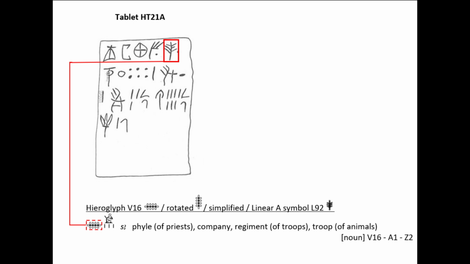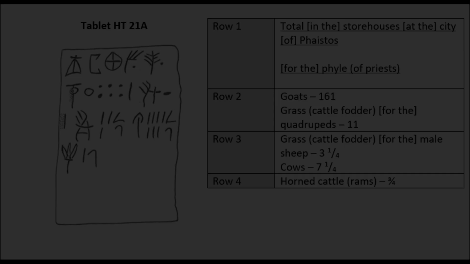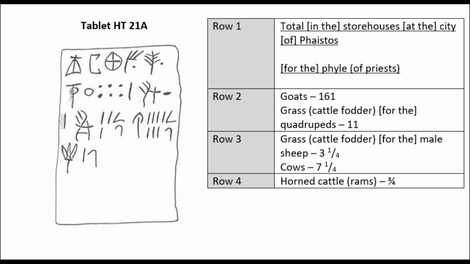Here this symbol represents the last hieroglyph in the Egyptian word meaning file of priests, the body of priests on duty in an Egyptian temple. So this symbol, the subheading of the tablet, means for the file of priests. It was they whose animals and fodder were being counted here. Thus, translating the tablet in full, we have in the heading on row 1, total in the storehouses at the city of Phaistos. In the subheading, we have for the file of priests.